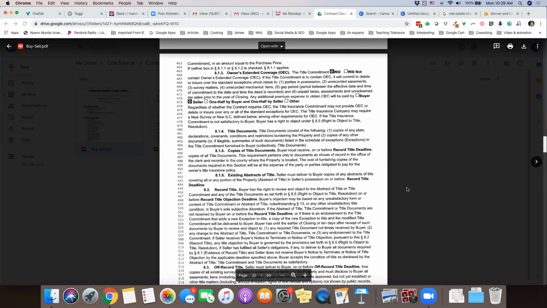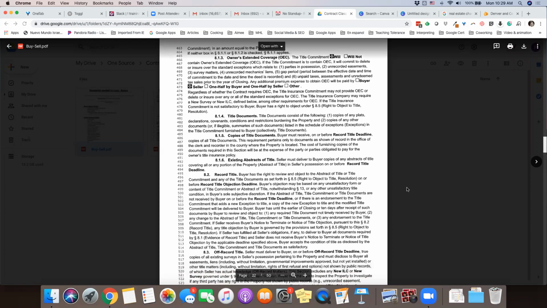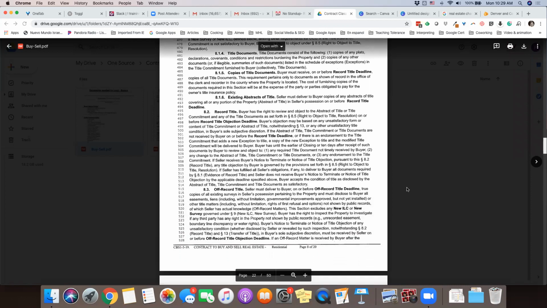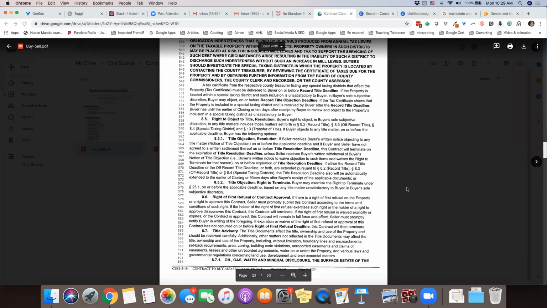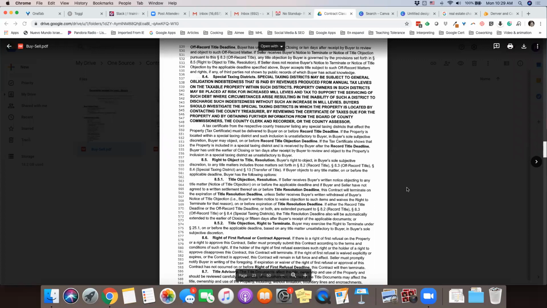The rest of 8 is talking about commitment, what it is, recordings, off-record matters, those types of things. Then on 8.4, we're talking about mineral rights and taxes, special districting, and things of that nature. Almost every area has a special taxing district that covers fire and libraries and things of that nature. But if somehow the buyer doesn't like it, there are things that you can object to. 8 again talks all the way down.